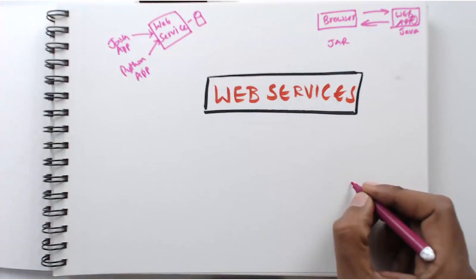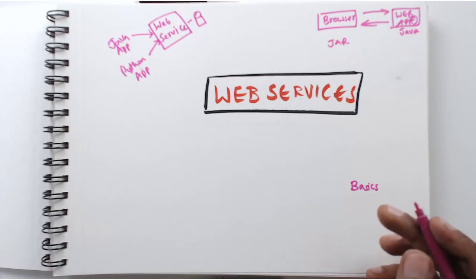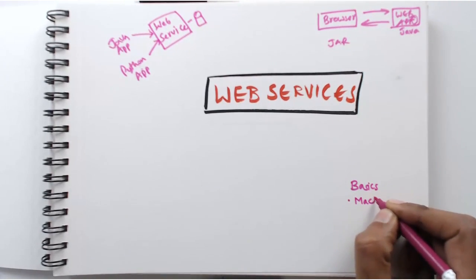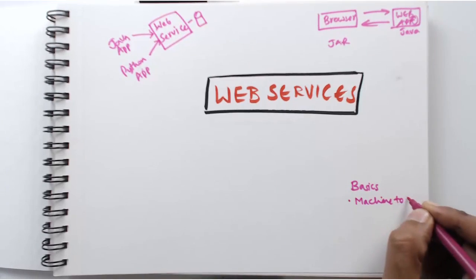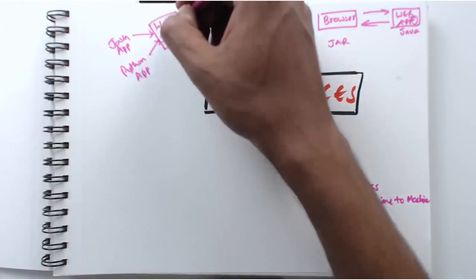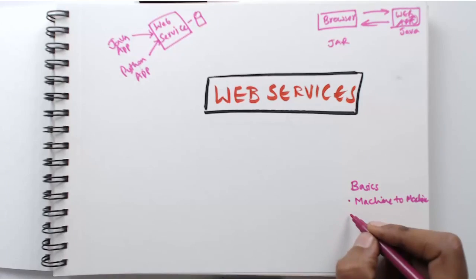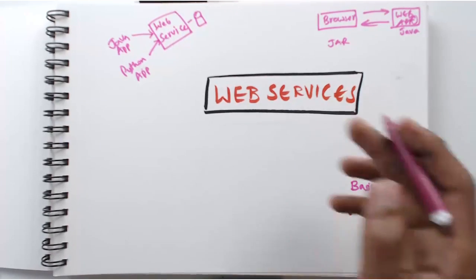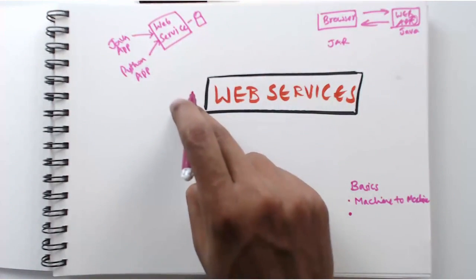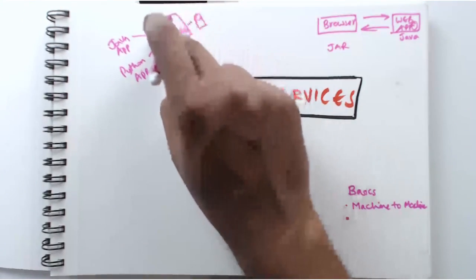Now let's look at the basics of a web service. The most important thing about a web service is that it is built to support machine-to-machine interaction. So the interactions which are typically present are from an application to another application. That's what web services typically support. These web services can be consumed from a web application, a full stack application, a mobile application, or an IoT application. Anywhere you want to be able to consume this web service.